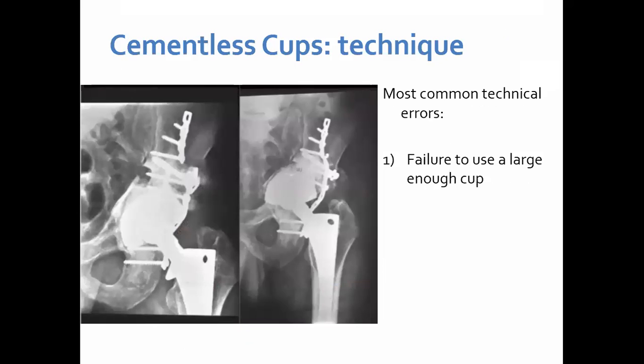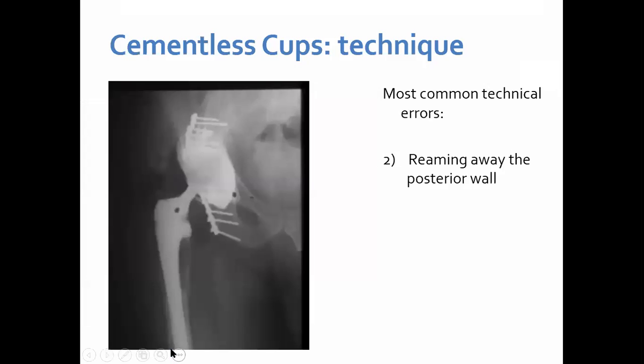Now, some of the most common technical errors during revision surgery. First is failure to use a large enough cup. As you can see in the left X-ray, the primary surgeon failed to use a large enough cup. So 3 weeks after, not surprisingly, the cup migrated medially and failed. So it's important to get the size of the cup right.